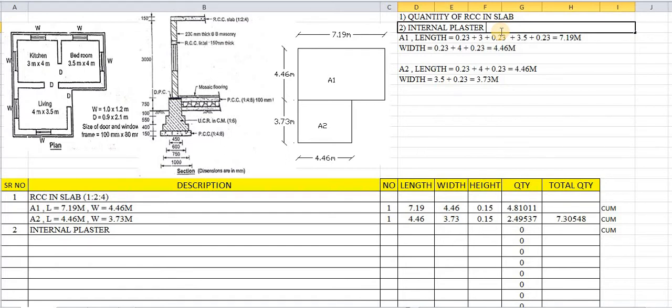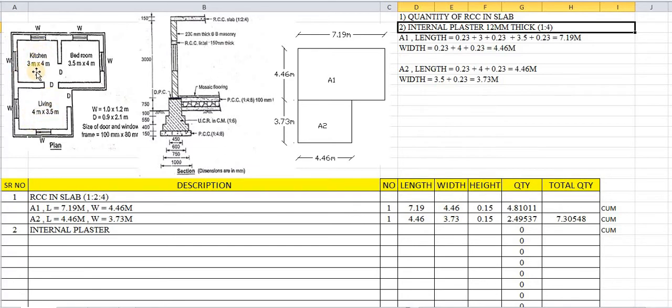So internal plaster we will have as 12 mm thick, and it is in ratio 1:4. It is a very small thickness, therefore it is measured in square meters. Internal plaster is to be measured in square meters, and it is to be applied in the kitchen room, in the bedroom, and in the living room, inside the walls.